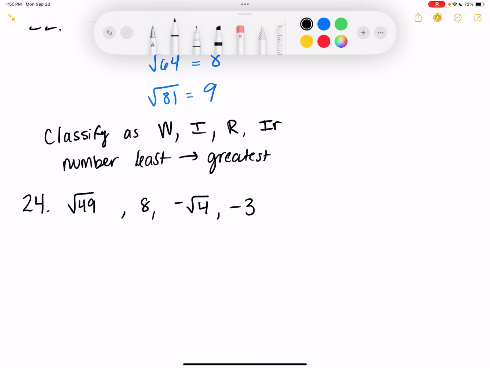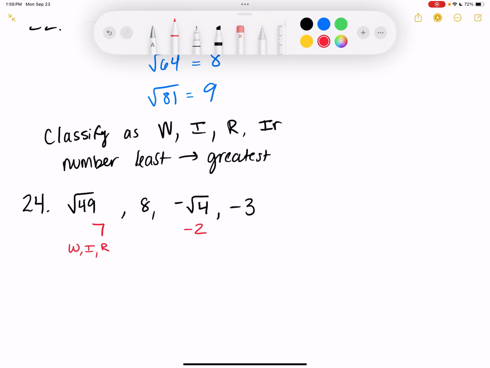All right. I'm going to convert the stuff that's in radicals first to an approximation of its number. What is the square root of 49? 7. And the negative square root of 4? Negative 2. Now, classifying. What is 7? Whole number. All of them: integer, rational. Everything but irrational.